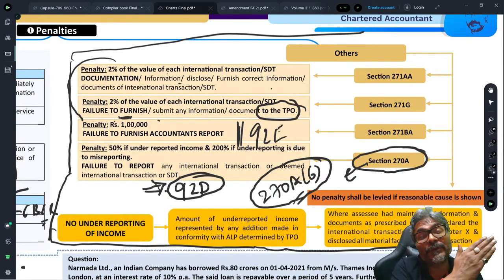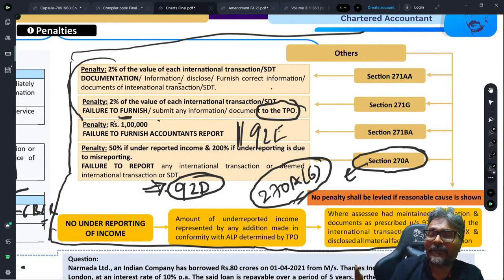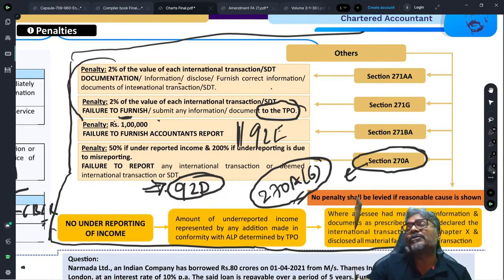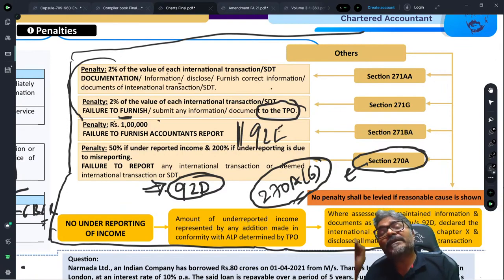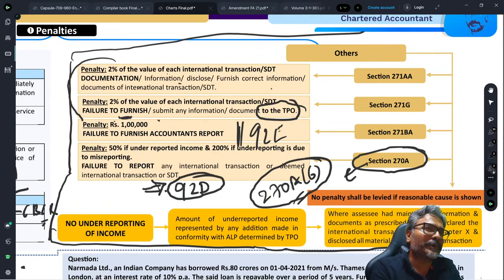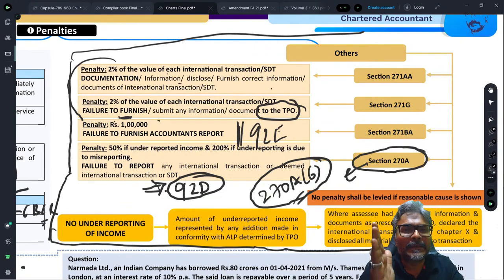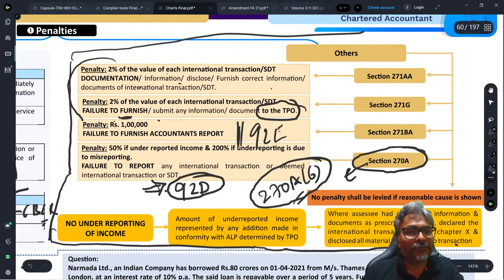Because otherwise, in respect of all the cases wherever there is a difference between the ALP and the transfer price, that difference which is added to your total income would also be considered as underreporting. And the only way to escape the imposition of penalty under 270A is that in respect of that international transaction, please do maintain the documentation which is required under section 92D. If you do, you will be eligible. Students, this is what it is, where the SSE has maintained the information.